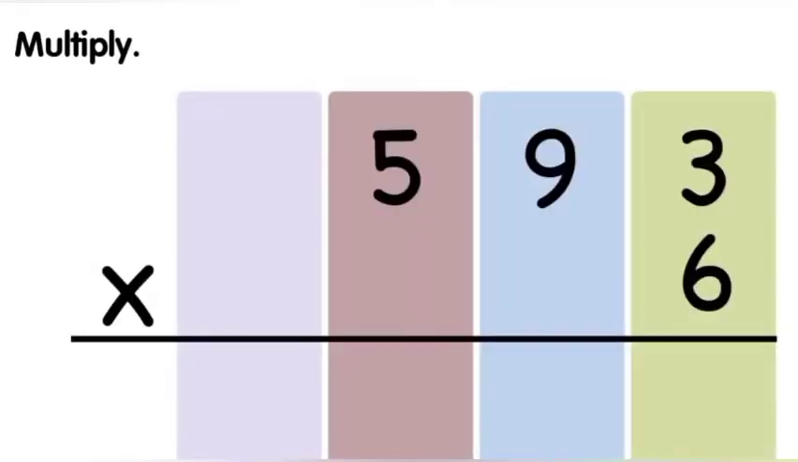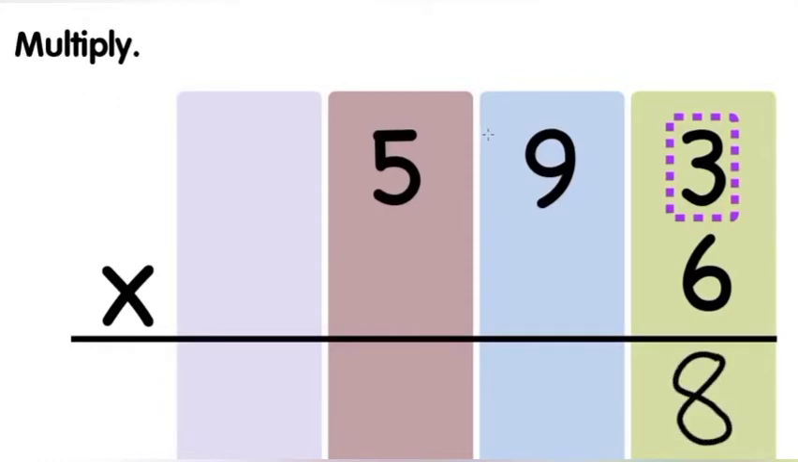Let's find 593 times 6. Multiply the ones by 6. 3 ones times 6 equals 18 ones. Regroup 18 ones into 8 ones and 1 ten.